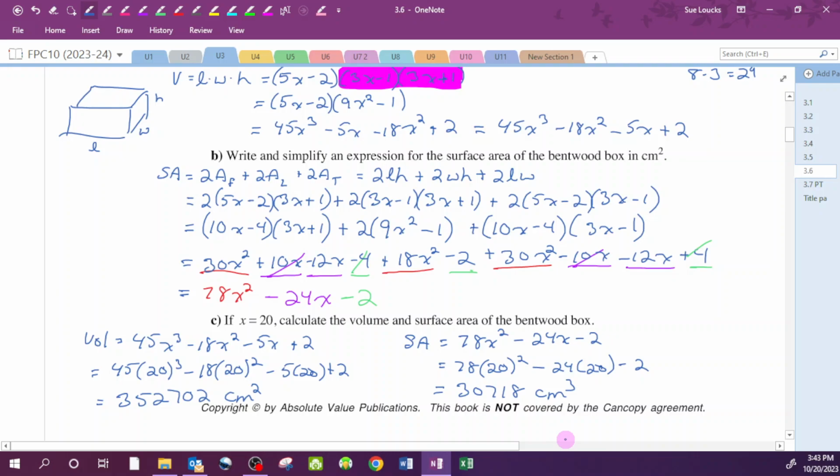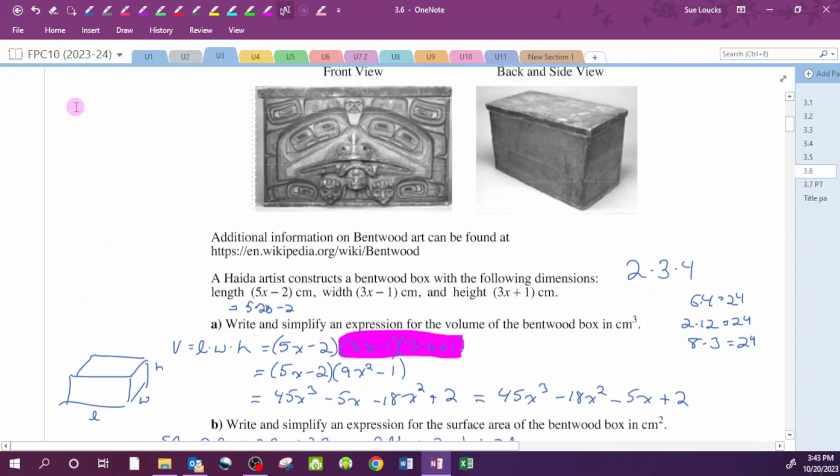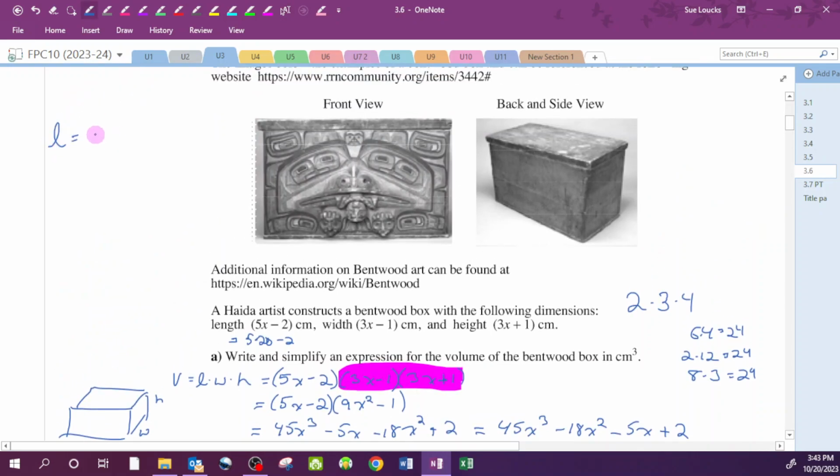Okay, how do we check this? Well, there's a couple of ways that we can check this. We could go back and plug the x into all of these things up here and see if it comes out the same as that. But for this particular question, there's a better way, and that is that we can come up and get numbers for our length, width, and height. So if we put 20 in here, we get 5 times 20 minus 2. Our length comes, oh, let me write it up here actually. That's what I did on my notes.